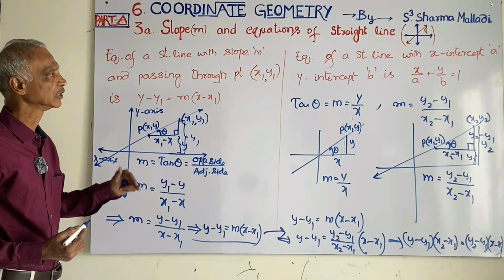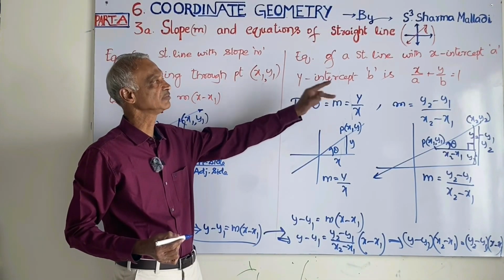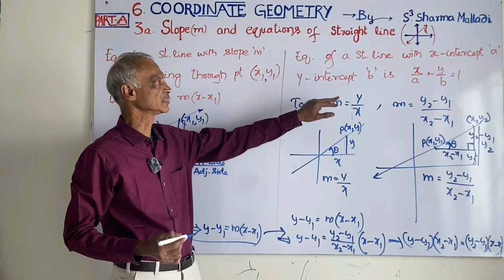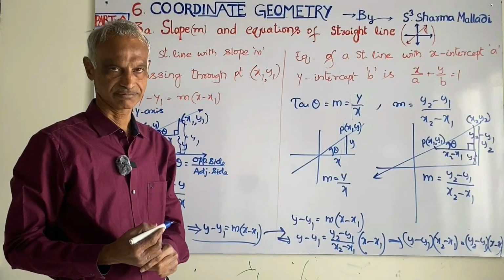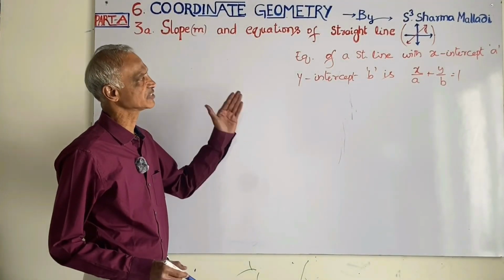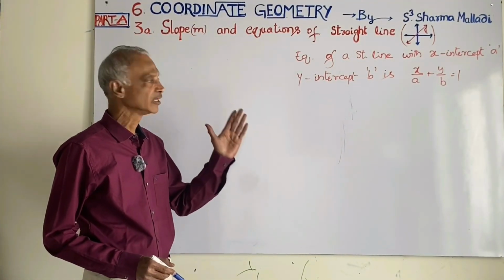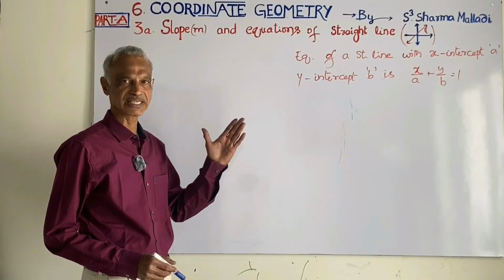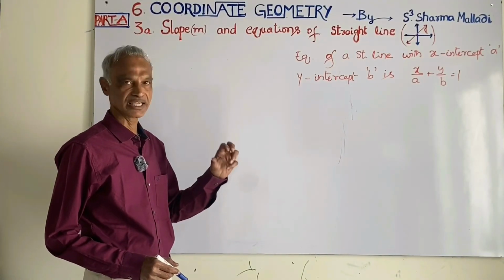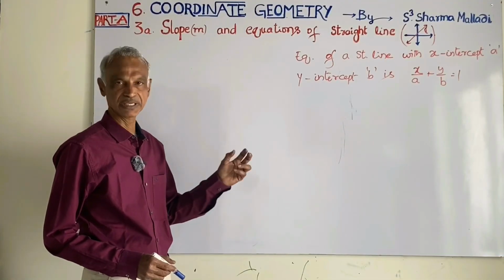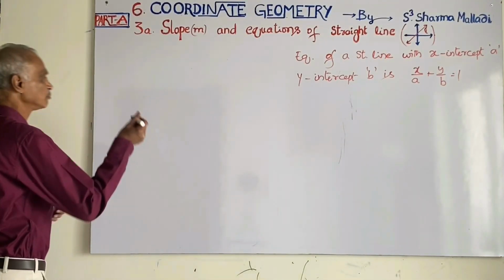Next you have the equation of a straight line with x-intercept a and y-intercept b, which is x by a plus y by b is equal to 1. Now, the equation of a straight line with x-intercept a, y-intercept b is x by a plus y by b is equal to 1. X-intercept is a and y-intercept is b. This is called intercept form.